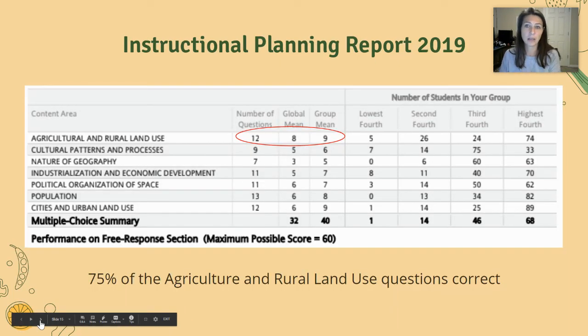And then finally, if you look at the 2019 reports, we made a significant amount of gains in the agriculture and rural land use unit. So I'm really confident that the shift in the way that I taught the hardest, least connectable part of the unit actually did impact their scores. And so we went from 54% correct to 75% correct. And I was really happy with that number.